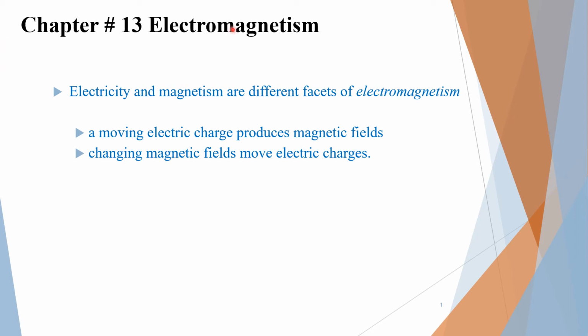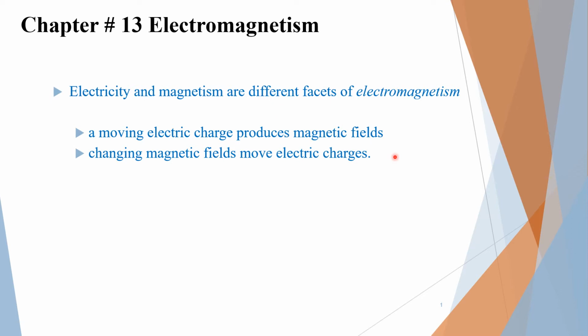Chapter number 13, Electromagnetism. Electricity and magnetism are different facets of electromagnetism. A moving electric charge produces magnetic fields. Changing magnetic fields move electric charges.